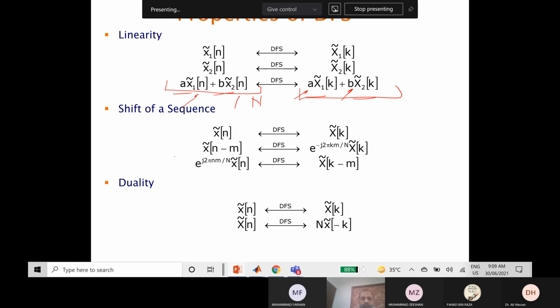Similarly, if you shift a periodic signal, it will remain periodic. I'll show you an example in a while. The Fourier series coefficients are not going to change, because the contribution of each cosine will not change. The shift will only introduce a phase, and this is that phase: exponential minus j 2 pi n k m, where m is the amount of shift that you have made to the signal.